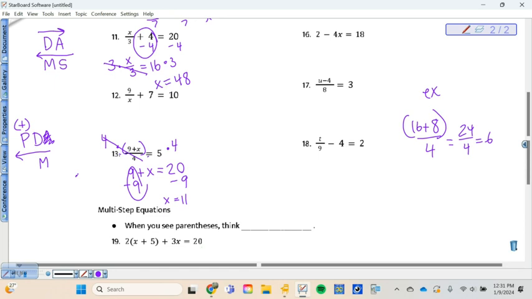All right, I want you guys to just finish this side of the paper. We went over all the problems at the top up through 18. 19 and 20, we didn't really talk about today, but we have talked about in the past. So give them a try.